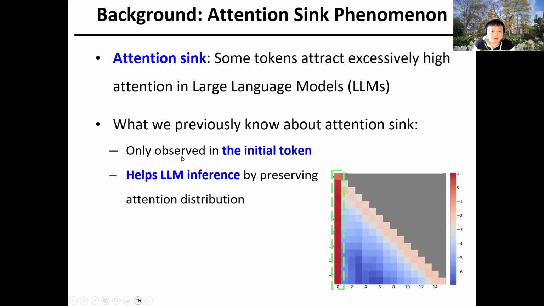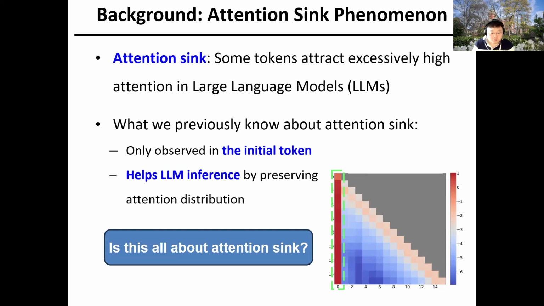In recent days, people observe that in LLMs, there are some tokens that attract excessively high attention, and the previous work, specifically StreamingLLM, mentioned it as attention sink. In StreamingLLM, they observe that attention sink is only observed in the initial token, and it helps LLM inference by preserving attention distribution so that it can maintain its stable performance even when generating long context that has not been previously observed during the pre-training or fine-tuning stage.